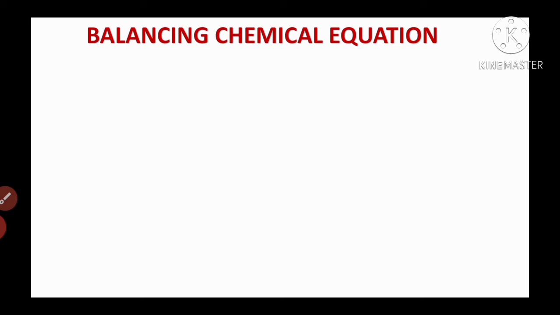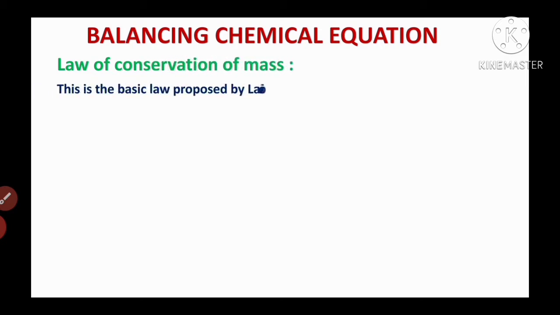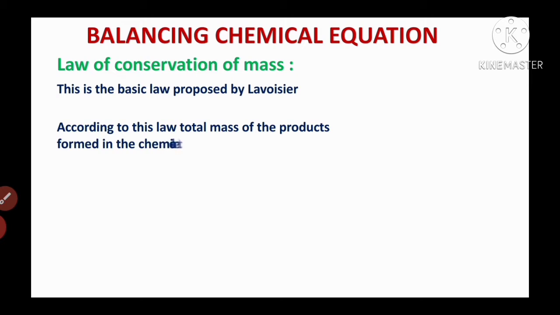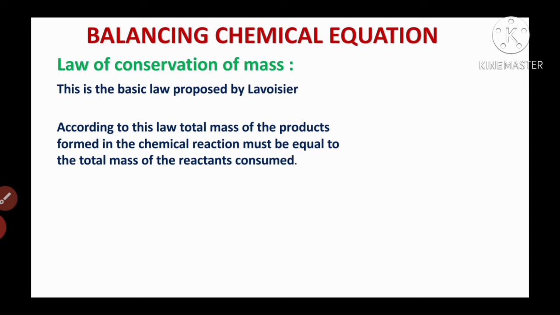Let us discuss why we should balance chemical equations. In our chemistry, the basic law is the law of conservation of mass, proposed by Antoine Lavoisier. Lavoisier is also called the father of chemistry. According to the law of conservation of mass, the mass of the products formed in a chemical reaction must be equal to the total mass of the reactants consumed.